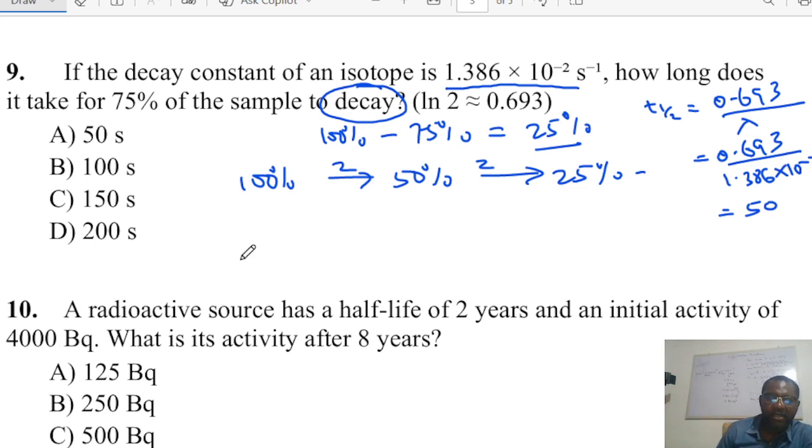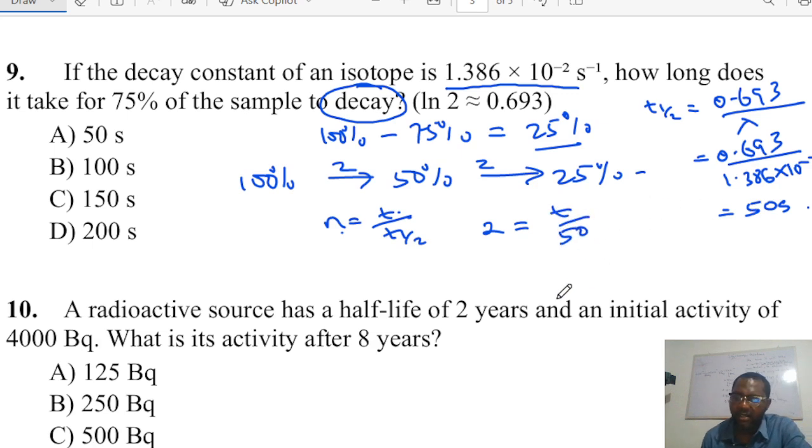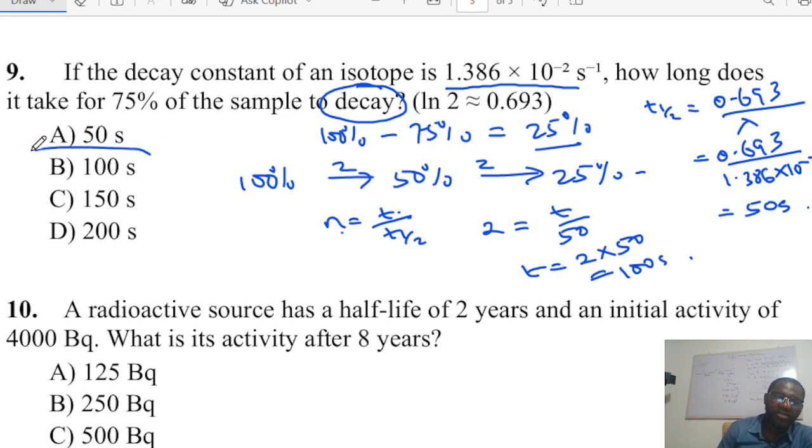I think I am correct here. So we have 50 seconds. Now the number of half-lives is the time over the half-life. So the number of half-lives is 2. The time is what we are looking for, and the half-life is 50. If you cross multiply, t is going to be 2 times 50, which is 100 seconds.